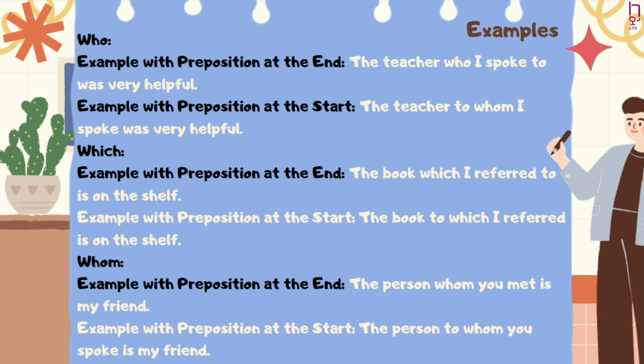For example, in the case of who, with the preposition at the end: the teacher who I spoke to was very helpful. Another example with the preposition at the start: the teacher to whom I spoke was very helpful. You can see the difference here. And in the case of which, with the preposition at the end: the book which I referred to is on the shelf. And at the start: the book to which I referred is on the shelf.